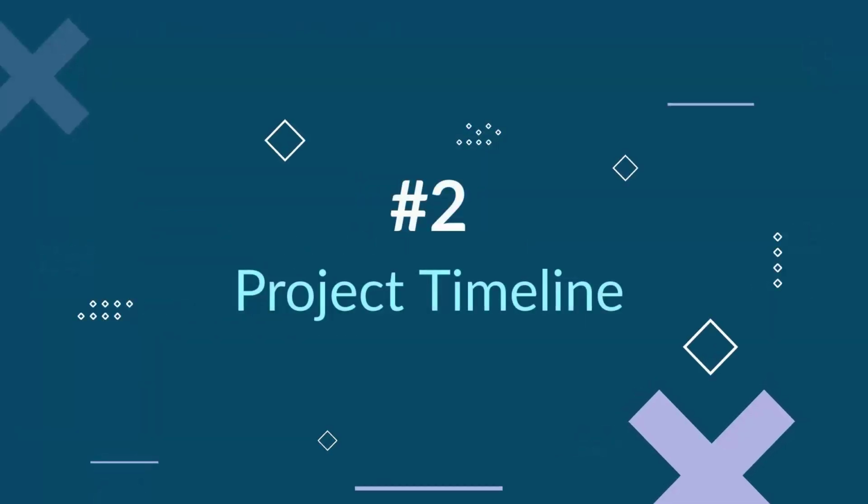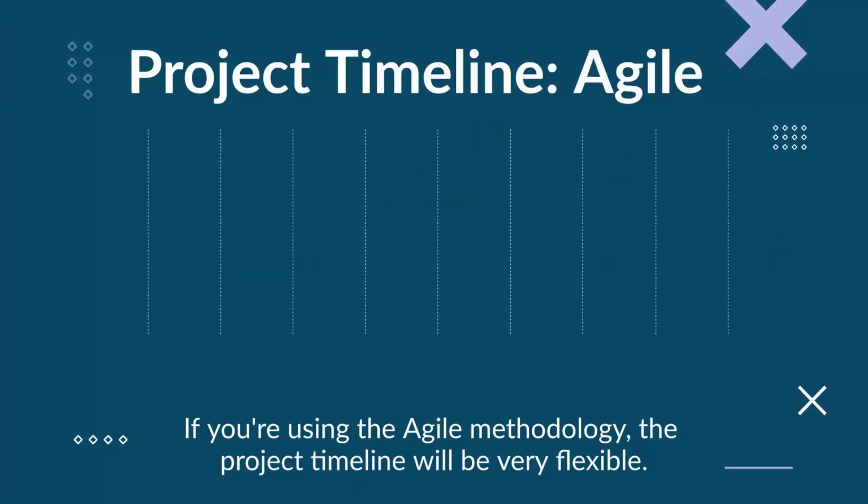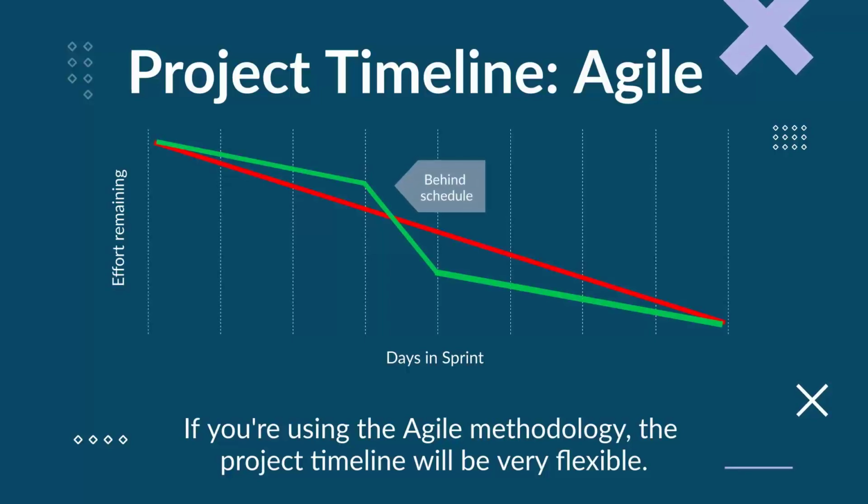Number 2, project timeline. If you're using the Agile methodology, the project timeline will be very flexible. This requires frequent meetings with the project team, generally called stand-ups or scrums. The project manager or scrum master gets updates on tasks finished, tasks being worked on, and any blockers that are preventing work being done. This allows for iterative planning and a more streamlined approach to managing the project timeline.